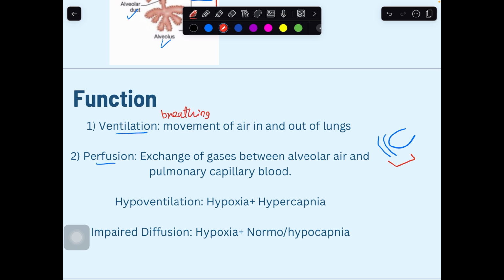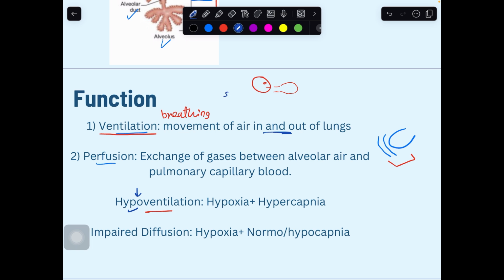Now, if I have any failure in any of these functions, there are different manifestations that might occur. For instance, if there's a problem in ventilation, there could be hypoventilation or hyperventilation. In our case, I'll be discussing hypoventilation, where the movement of the air is very slow and very shallow. Imagine you are trying to blow inside of this balloon. The balloon in this case is our lungs or our alveoli. Hypo means low, so the movement of the air in and out of the lungs is very low.